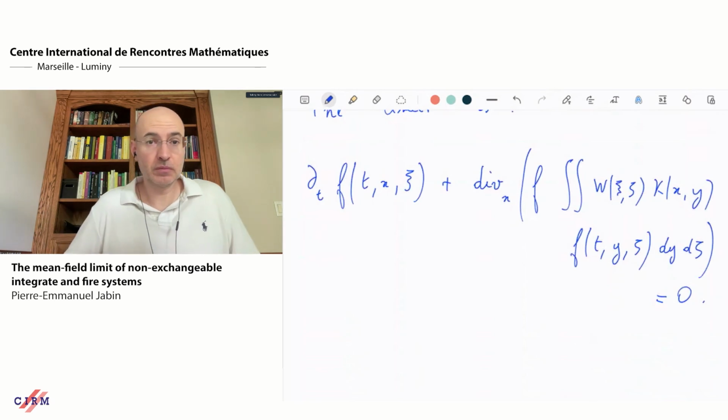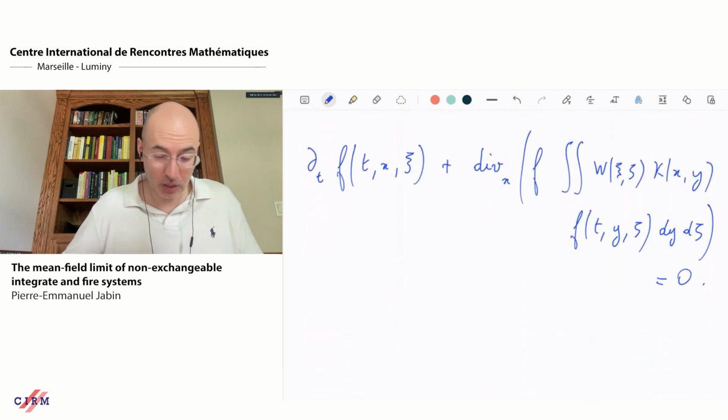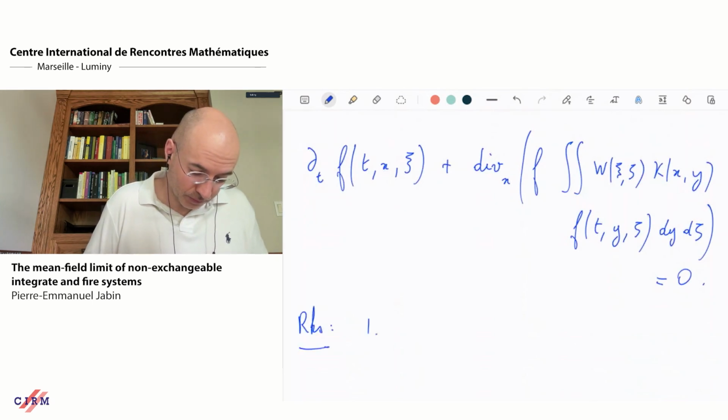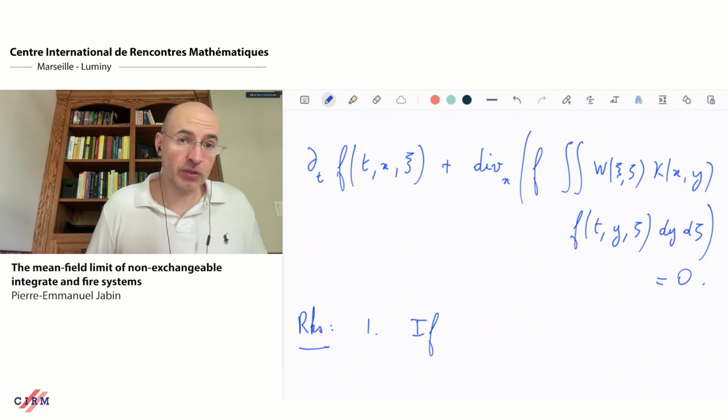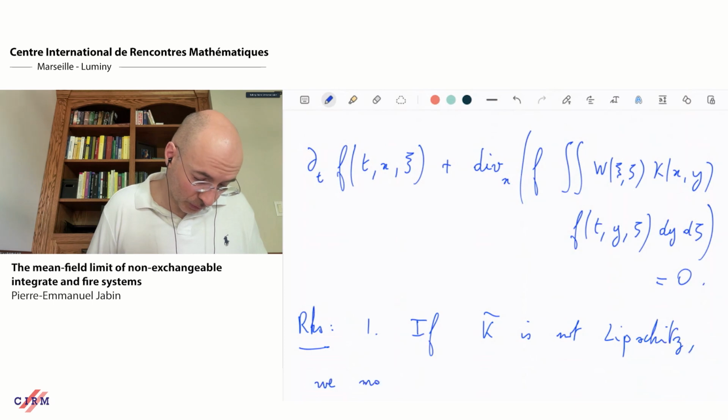Now, a certain number of comments following this very straightforward idea. First off, if k bar is not Lipschitz, right? We may have problems.